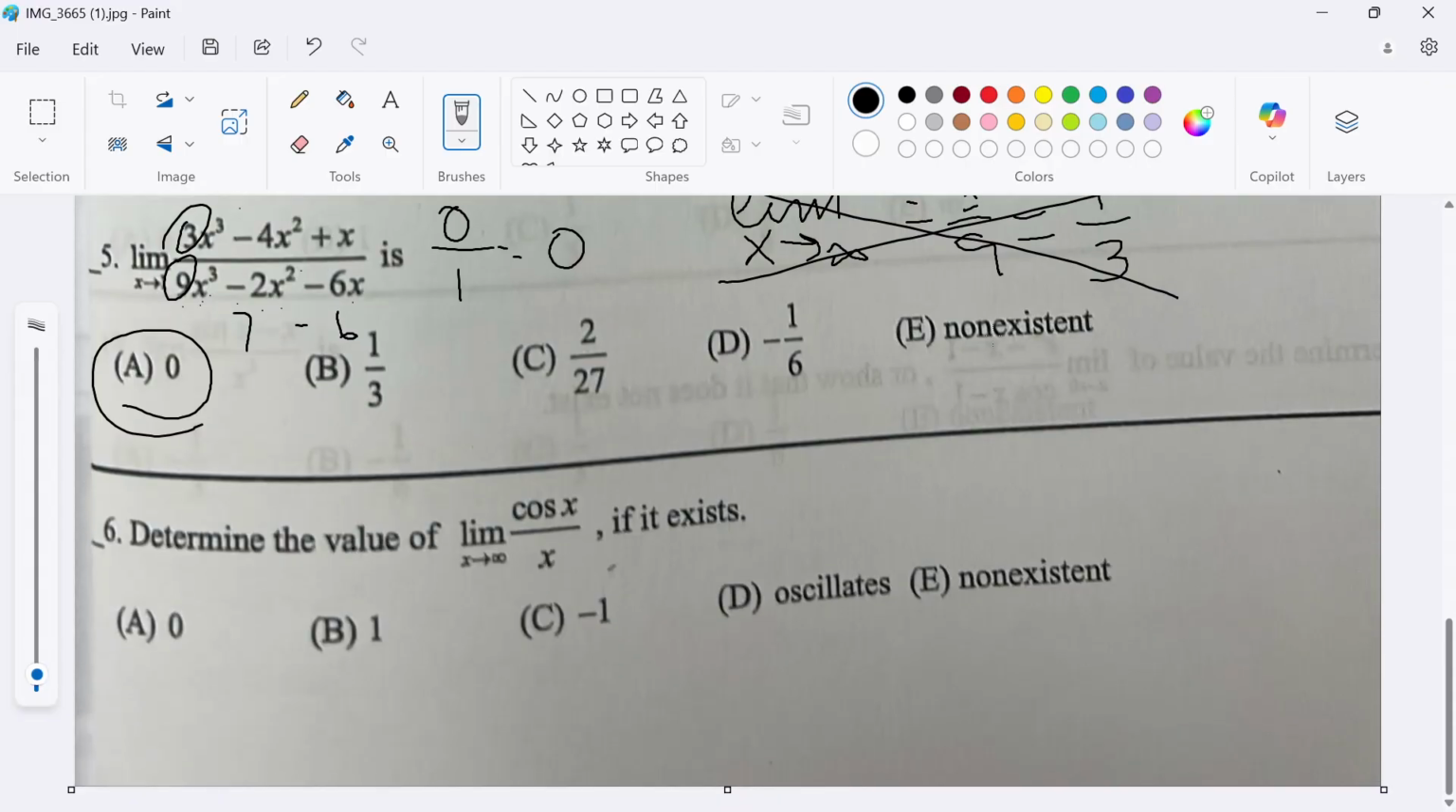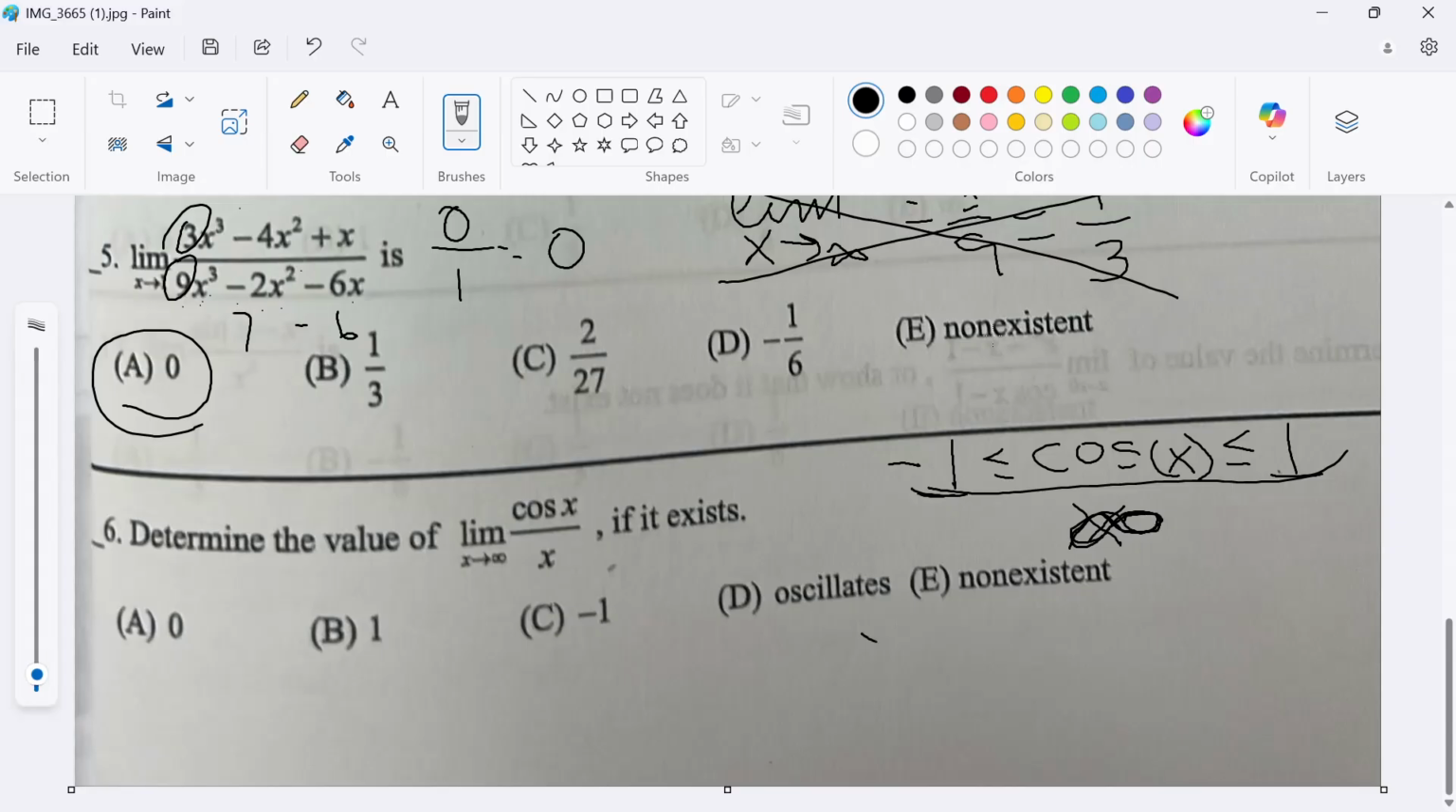Determine the value of the limit as x approaches infinity of cosine x over x, if it exists. Well, remember, cosine fluctuates between -1 and 1. And then there's x, and I'm going to plug in infinity for x. So cosine of infinity is not infinity. It fluctuates between -1 and 1. You have to use something here called the squeeze theorem. Find the limit at the lower bound, which is -1. Find the limit at the upper bound, 1. And the limit of the actual function will be in between there.